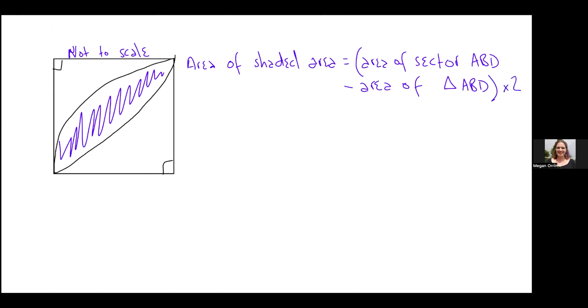Okay, so this is what I'm going to do. I'm going to do the area. I'm going to think about this as a triangle, not as a full square. I'm going to get the area of this sector and subtract it from the area of the whole triangle, to get what's left.